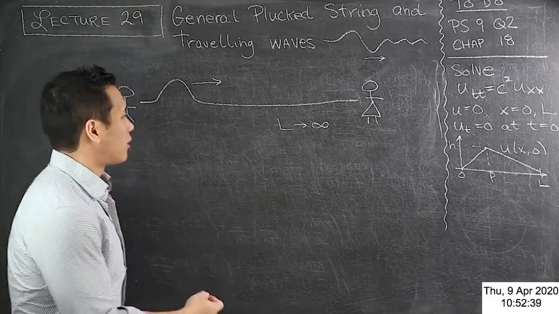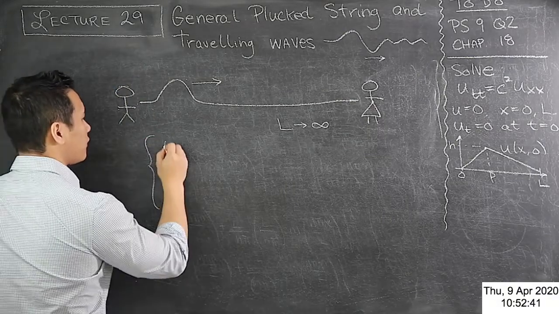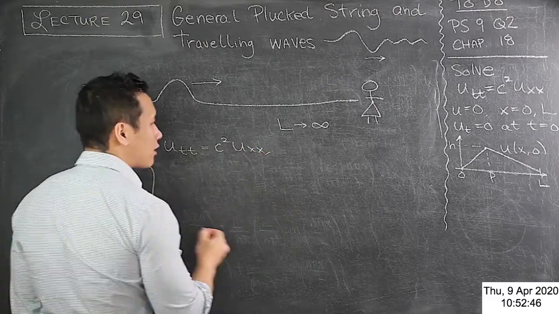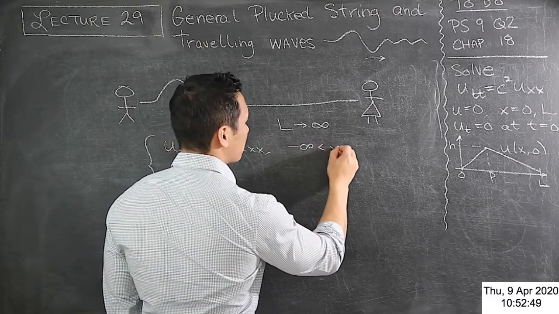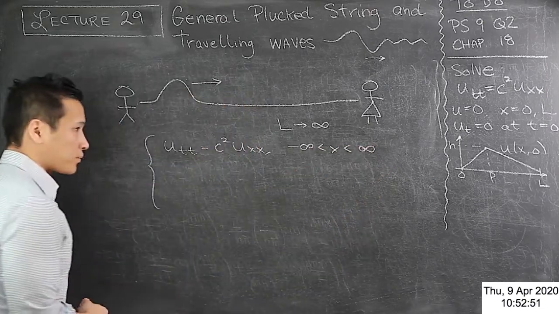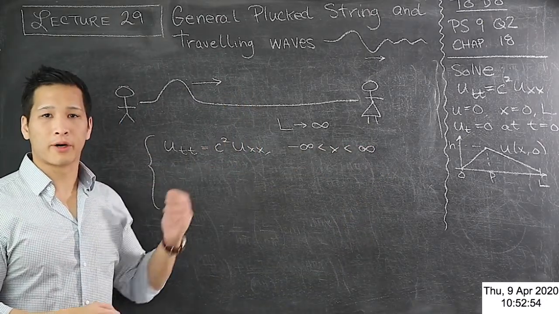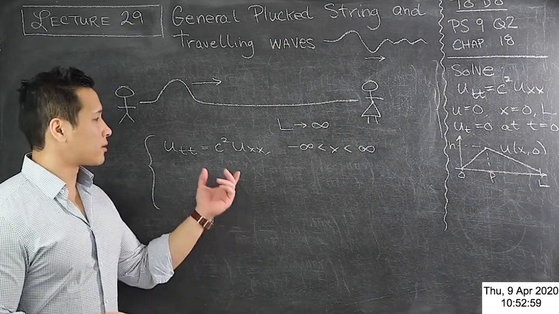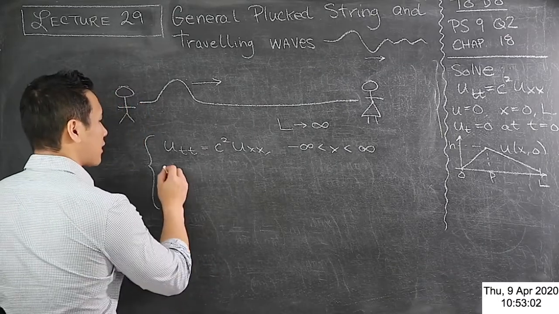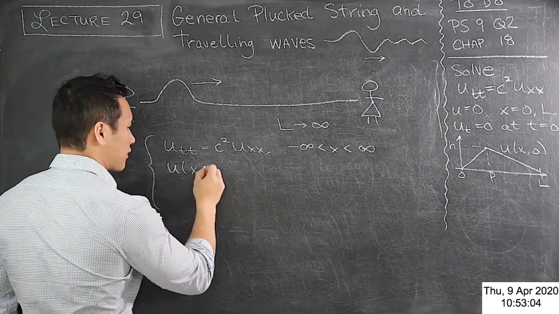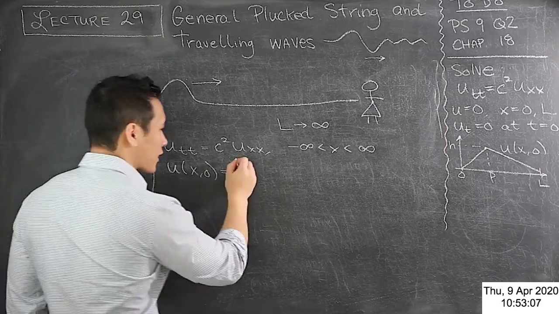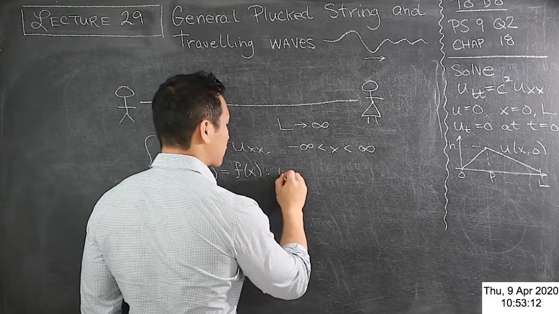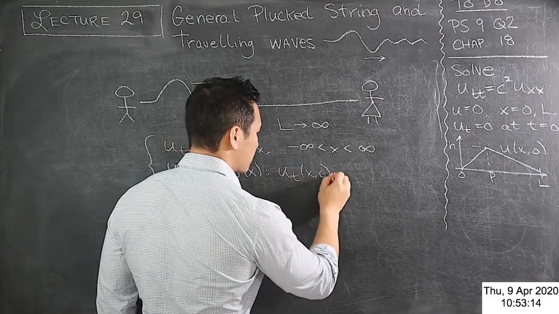In particular, I want to study the problem of u_tt is equal to c squared u_xx. But now my domain is from minus infinity to infinity. Okay, so this is now a wave equation posed on a doubly infinite interval. Okay, and I'm also going to have an initial condition that I have to specify. So let's call that f of x. And I'm also going to have to specify an initial velocity for the string. Let's call that g of x.